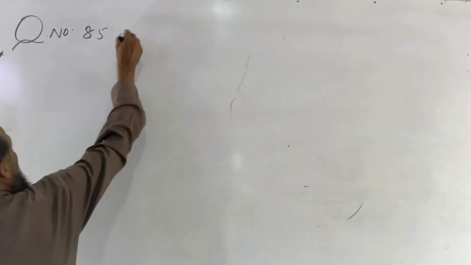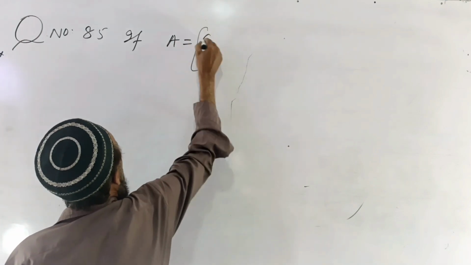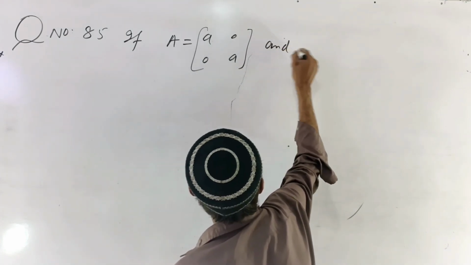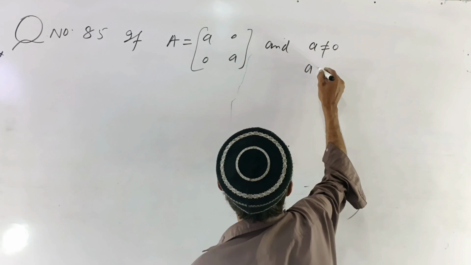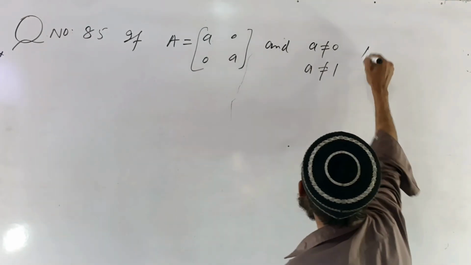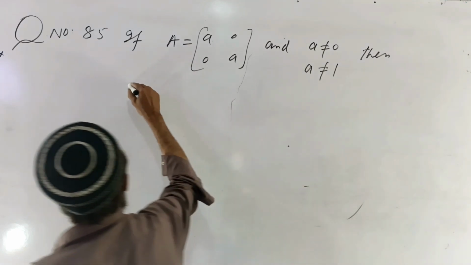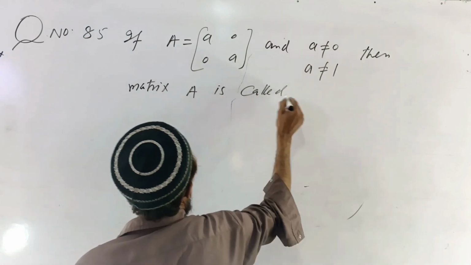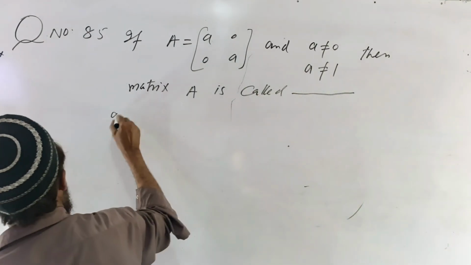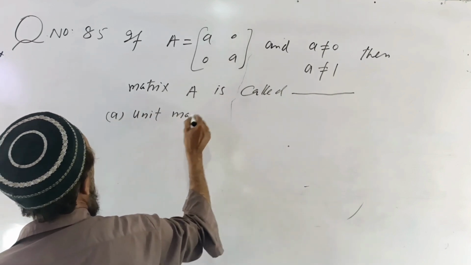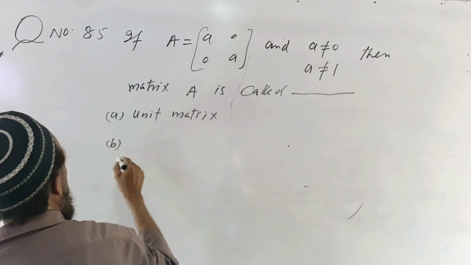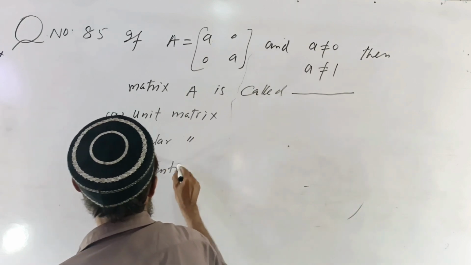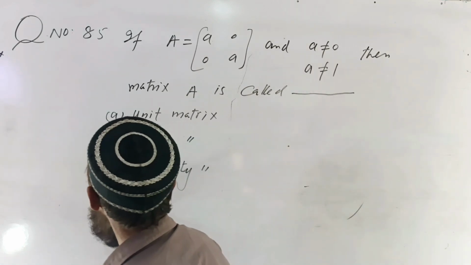Question 85: If A is equal to a times the identity pattern, where a is not equal to 0 and a is not equal to 1, then the matrix A is called: A, unit matrix; B, scalar matrix; C, identity matrix; and D, diagonal matrix.